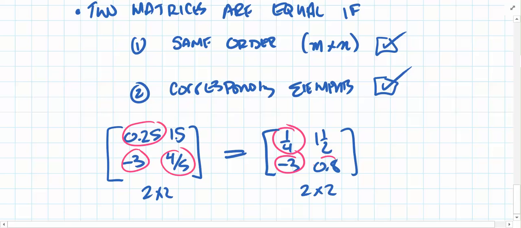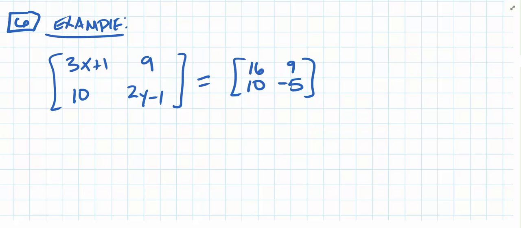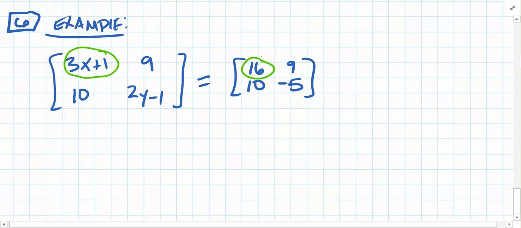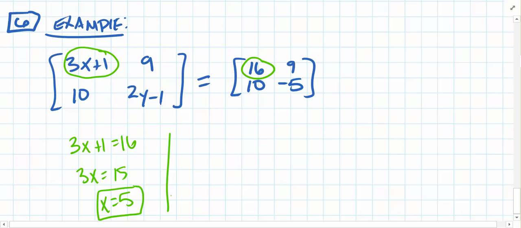Okay, here's an example where we can actually take advantage of that equal sign. If indeed these two matrices are equal, then two conditions have to be met. They have to be the same order, which they are, they're both 2 by 2s, and every element needs to be the same value. So that means that 3x plus 1 has to be a value of 16. So 3x must be 15, so x must be 5. That is a totally acceptable way to solve for variables with the matrices, given that the two matrices are equal.